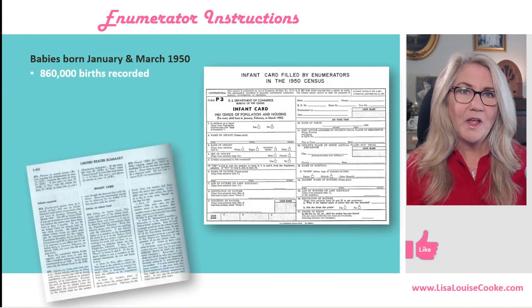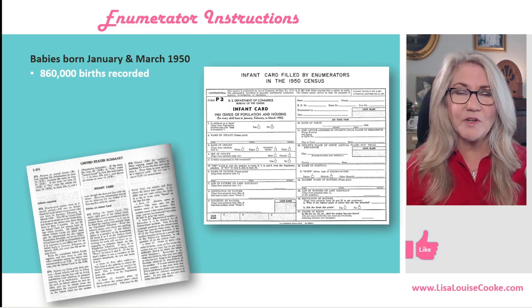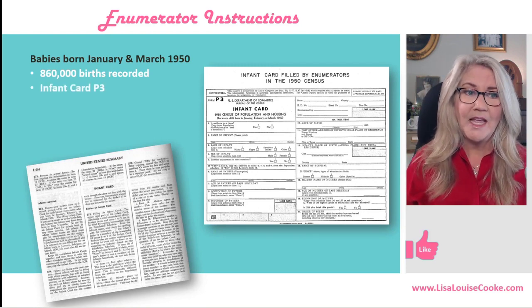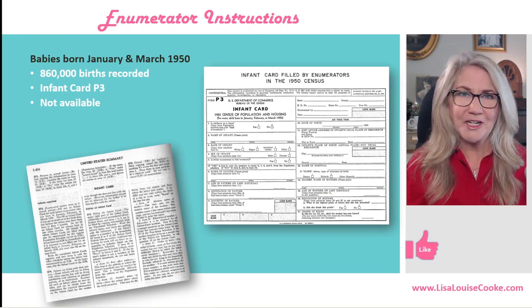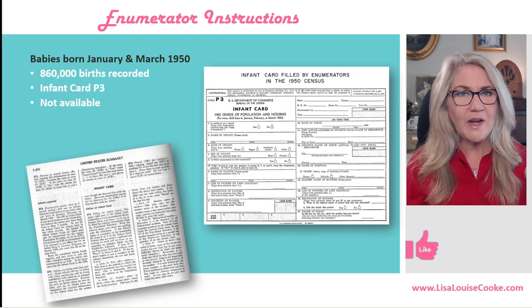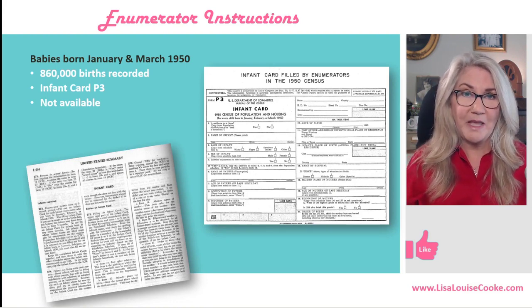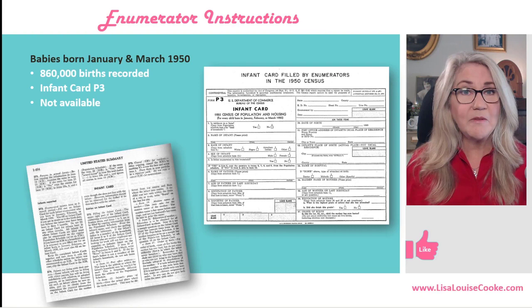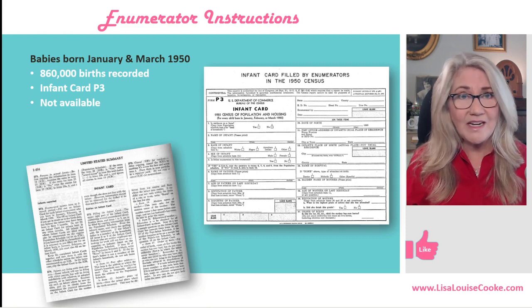So also, there was an infant card done for children born between January and March of 1950. There were actually 860,000 births recorded just in that time frame, and it was infant card P3. You might have heard about these, but unfortunately, these are no longer available. Really, the purpose of this was to generate some statistical reports about the growing population and the birth of babies. And they wanted to also make sure that they were capturing these children on the census, because in past censuses they found many times infants weren't even mentioned in the household, and so they didn't get recorded.